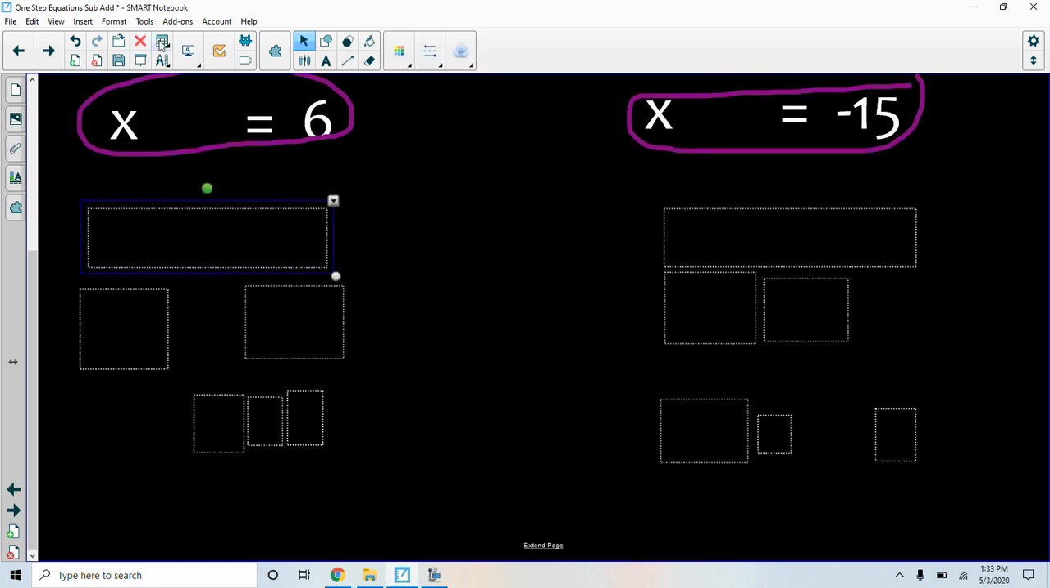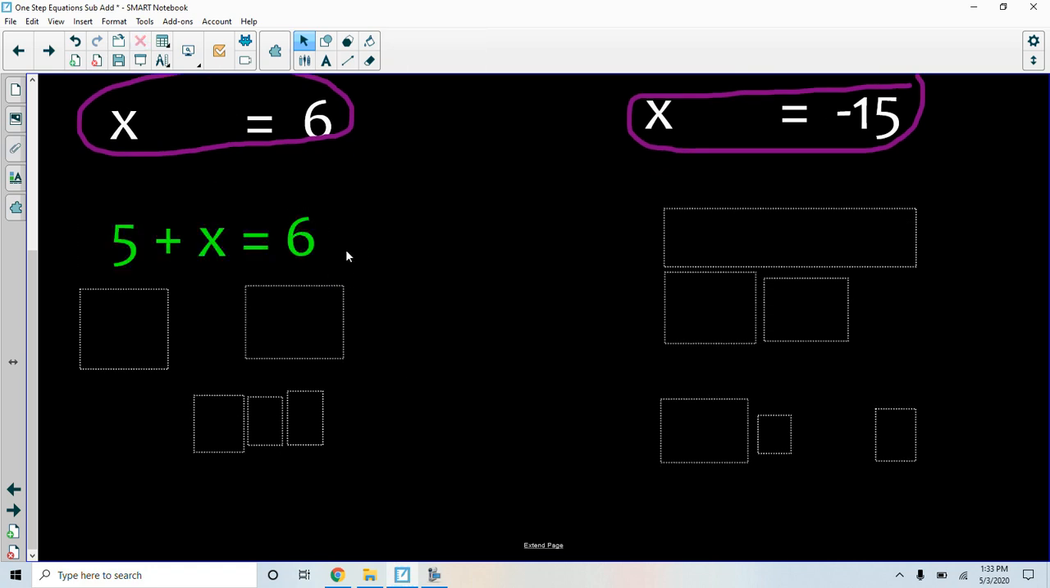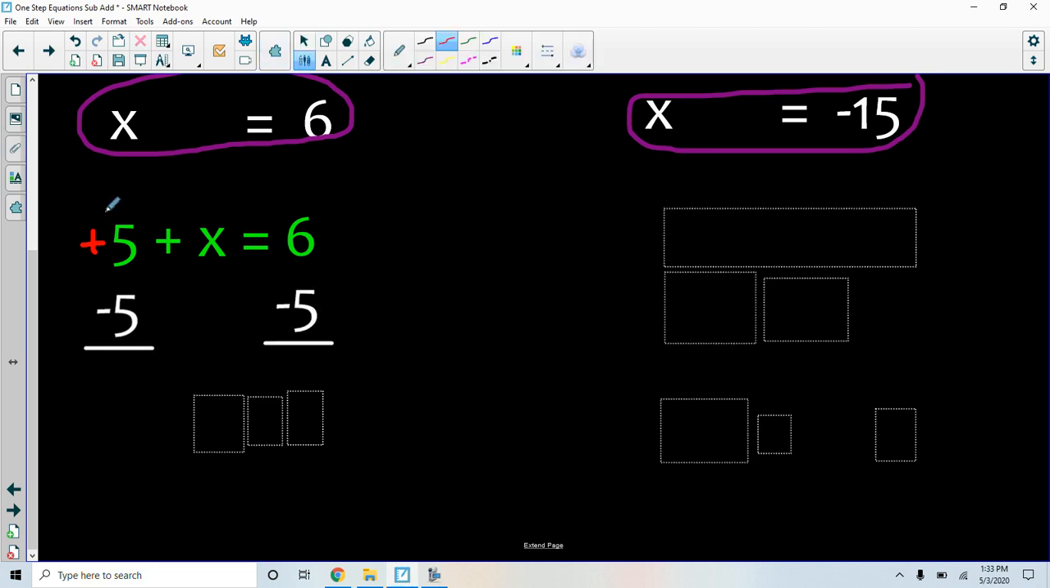Let's do a couple more. This time I didn't write x first. There's no symbol in front of 5. When there's no symbol in front of 5, it's a plus symbol. It's a positive 5. So to get rid of that, we're going to subtract 5 on both sides. Those ones will turn into 0. So all I have left here is the x and my equal sign, and then 6 minus 5 is 1.